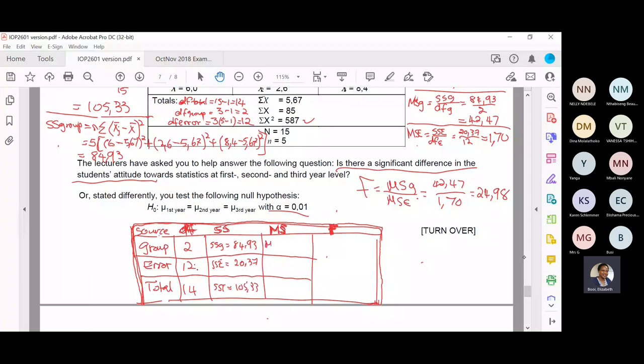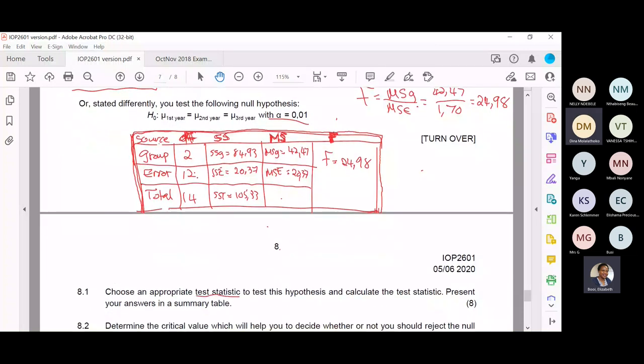And MSG, which is 42.47, and MSE, which is 20.37. You don't have to worry about the MST. And then here you say F is 24.98. So if you had already calculated them outside, I don't think there should be any problem when you just substitute the values into this.